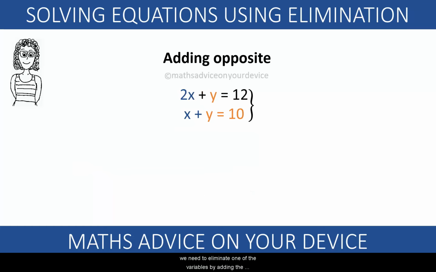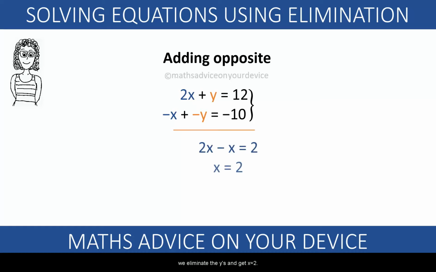Sometimes, however, we need to eliminate one of the variables by adding the opposite. In this other example, adding will not eliminate either x or y. But if we subtract the second equation, which we can do because all we are doing is multiplying each term by -1, we eliminate the y's and we get x equals 2. Since the sum is 10, y must be 8.